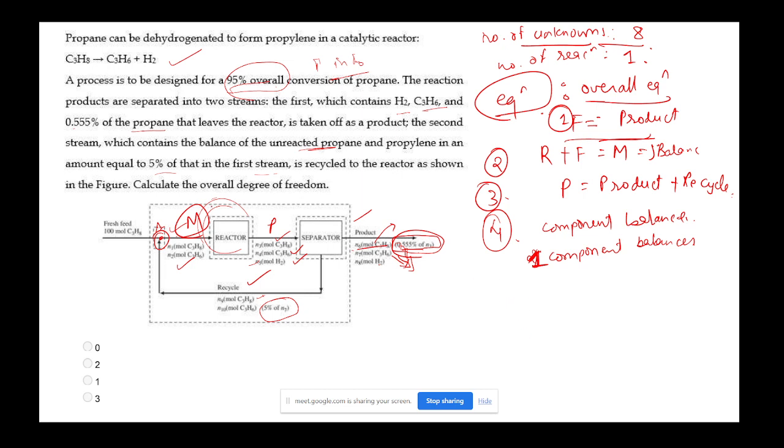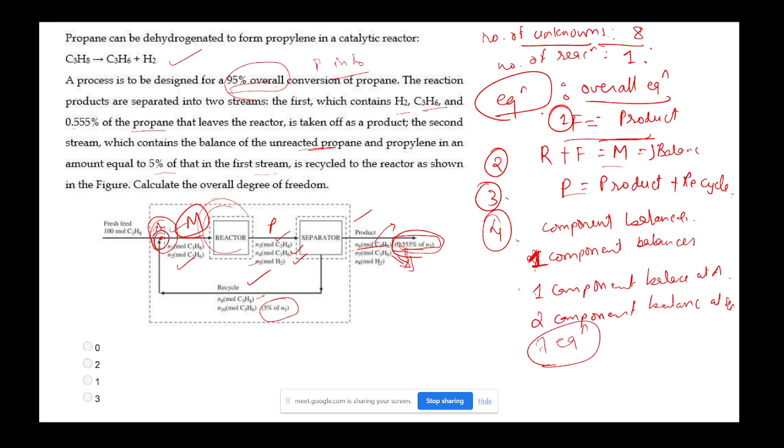Next, since here there are just 2 components, you will be able to write 1-component balance. So one more component balance here, balance at A. Then you have here 3 components, so 2-component balance at separator. So far you have got 1, 2, 3, 4, 5, 6, 7 equations.